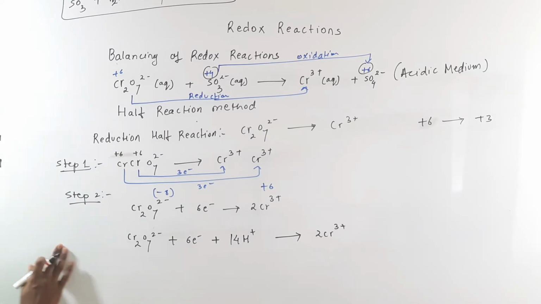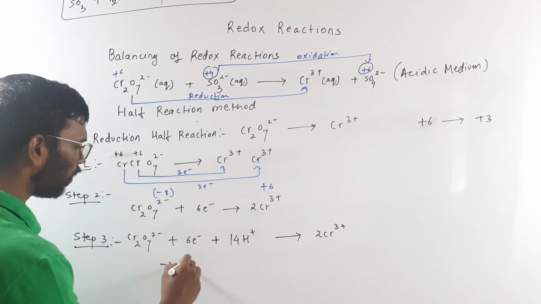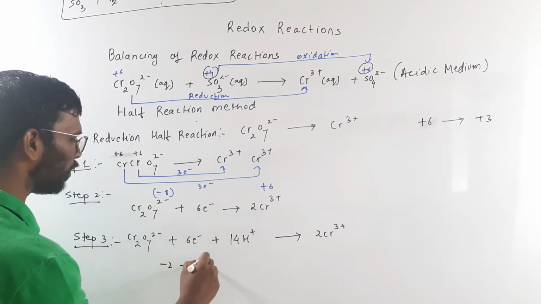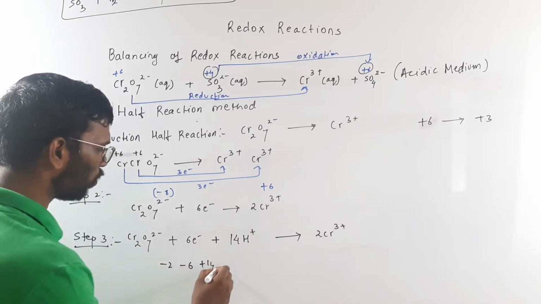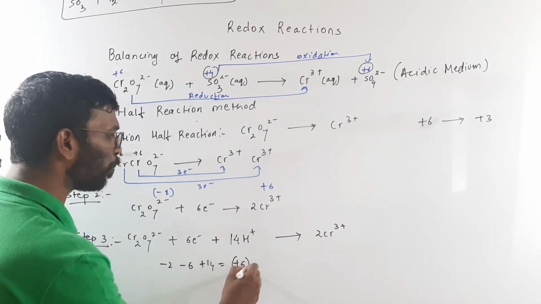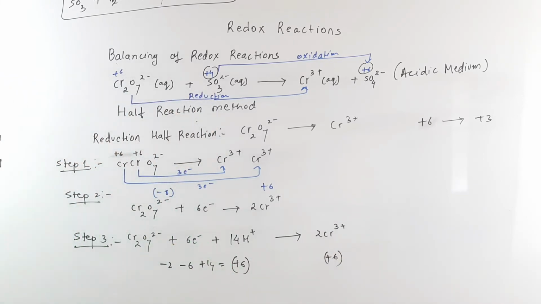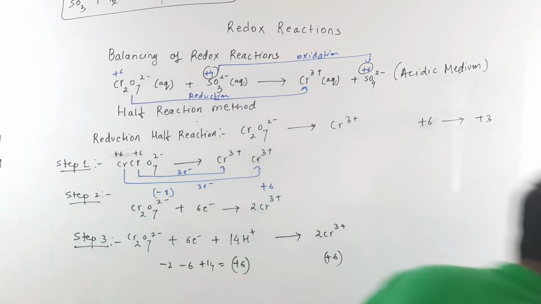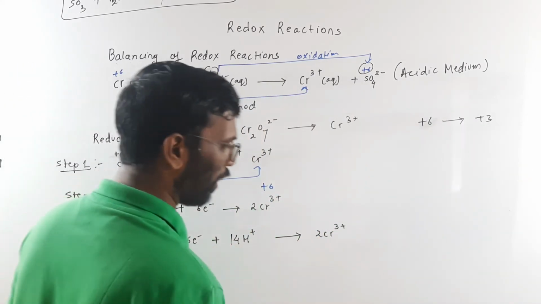Okay, this is step 3, if I am not wrong. Charges are balanced. This is -2, this is -6, and this is +14. So -8 and +14, the answer is +6. Here it is +6, here also it is +6. So charges are balanced. What is the next step? Step 4 was addition of the hydrogen.